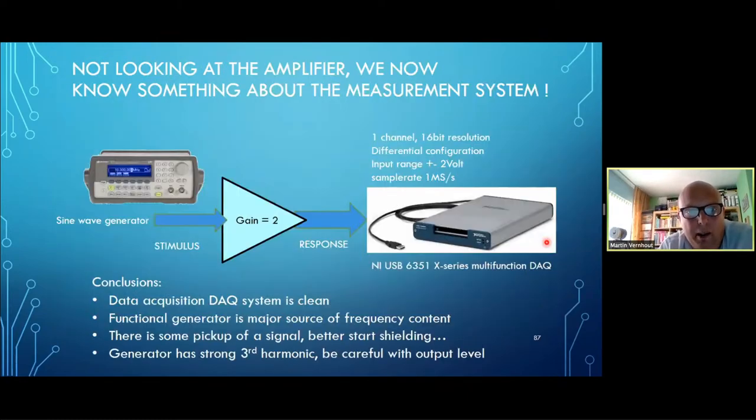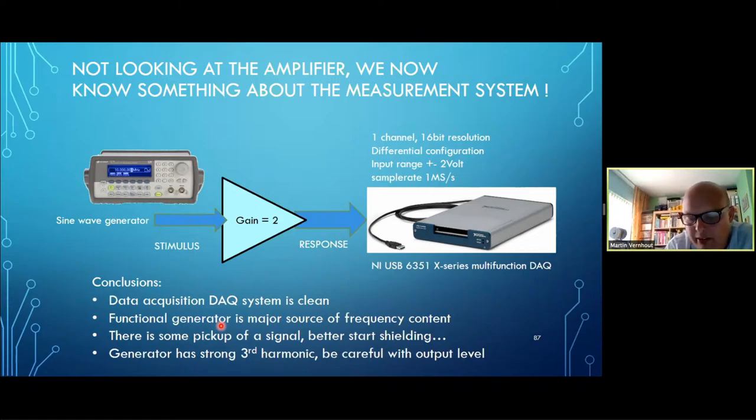So what did we learn from doing that simple FFT? Well, what we have learned is that the data acquisition system seems to be clean. The function generator is the major source of frequency content. There is some pickup, and your generator has a strong third harmonic. Be careful with the output level.